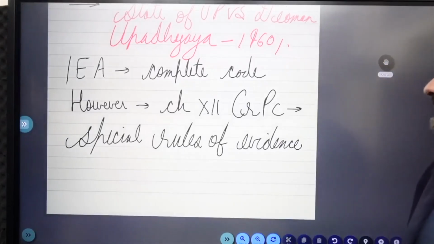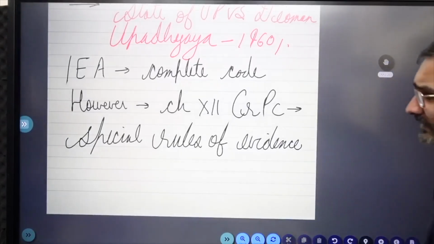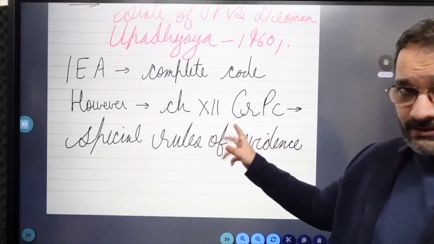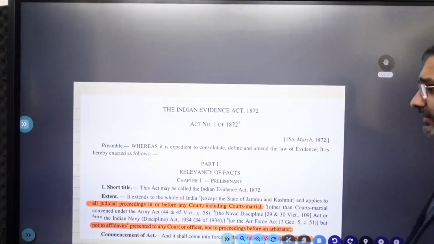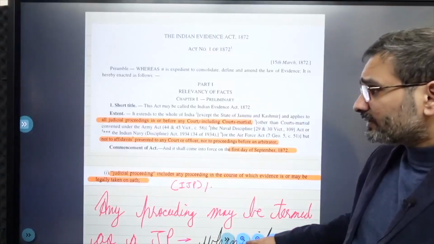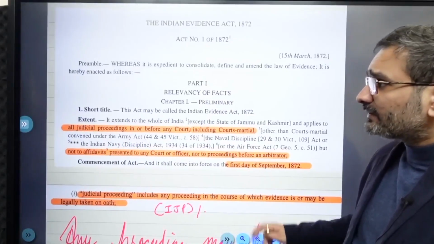Indian Evidence Act is a complete code. However, Chapter 12 of the CRPC Special Rules of Evidence, Chapter 12 of CRPC, मार्क कर लीजिएगा, और क्या बोलते हैं आपको दिख जाएगा वहाँ पे कि कुछ rules of evidence are given in Chapter 12 as well.